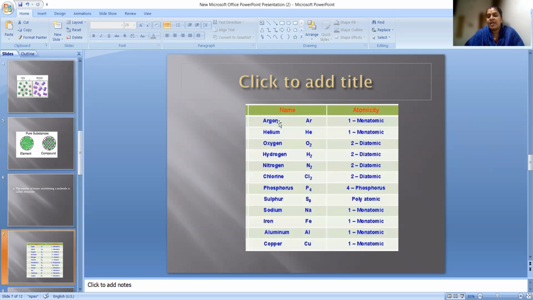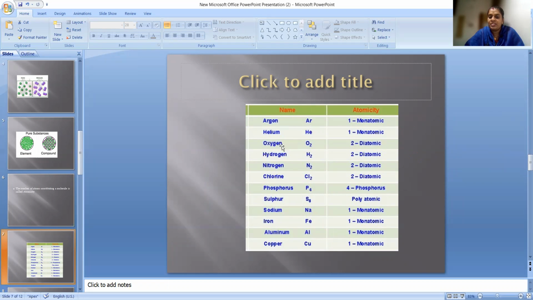Look here, argon, helium, these are noble gases. They are always represented as monoatomic. They will not combine because they are already stable. So argon, helium, these are always alone, so they are called monoatomic. Only one atom inside, right?